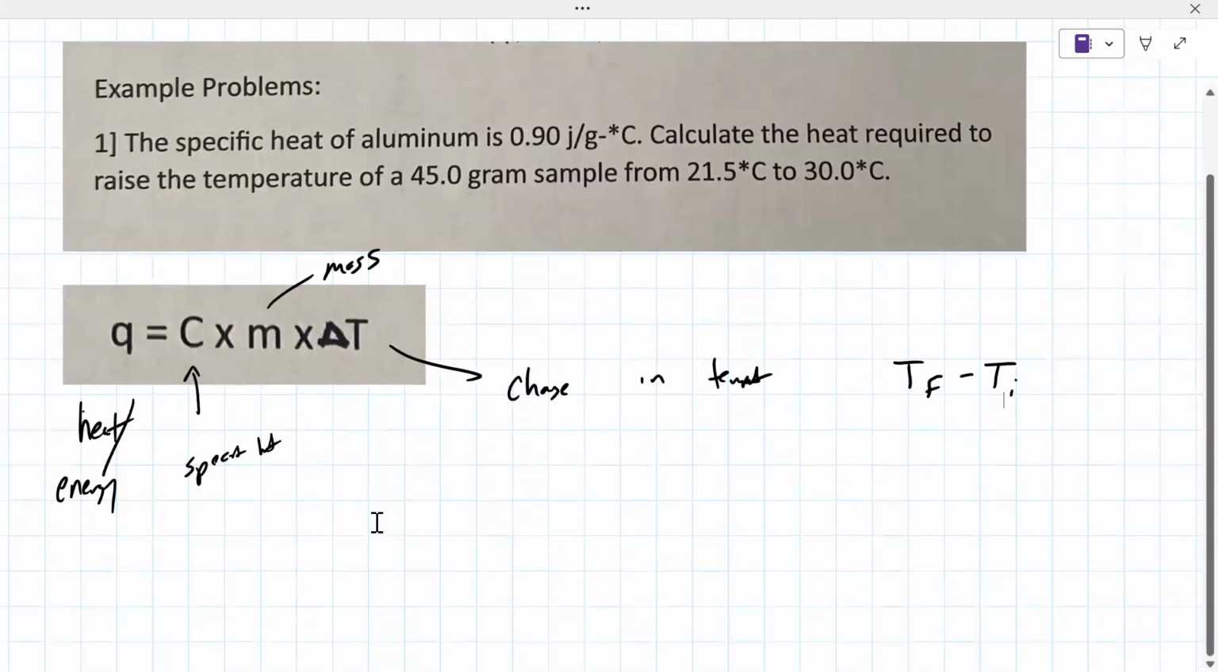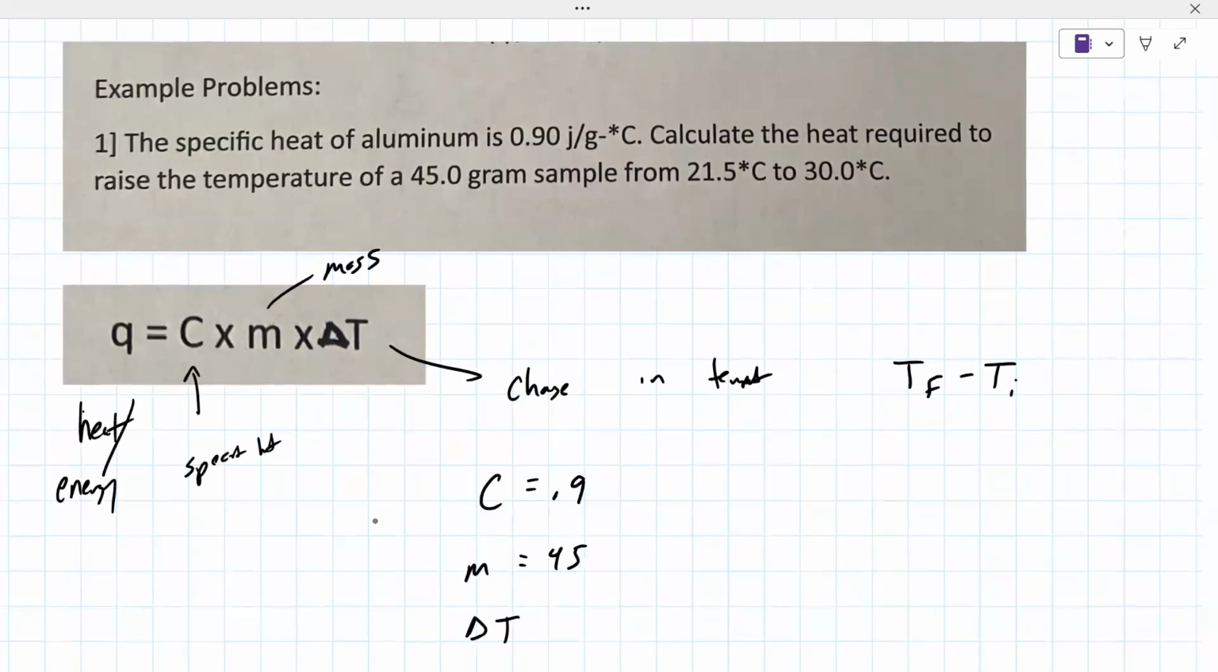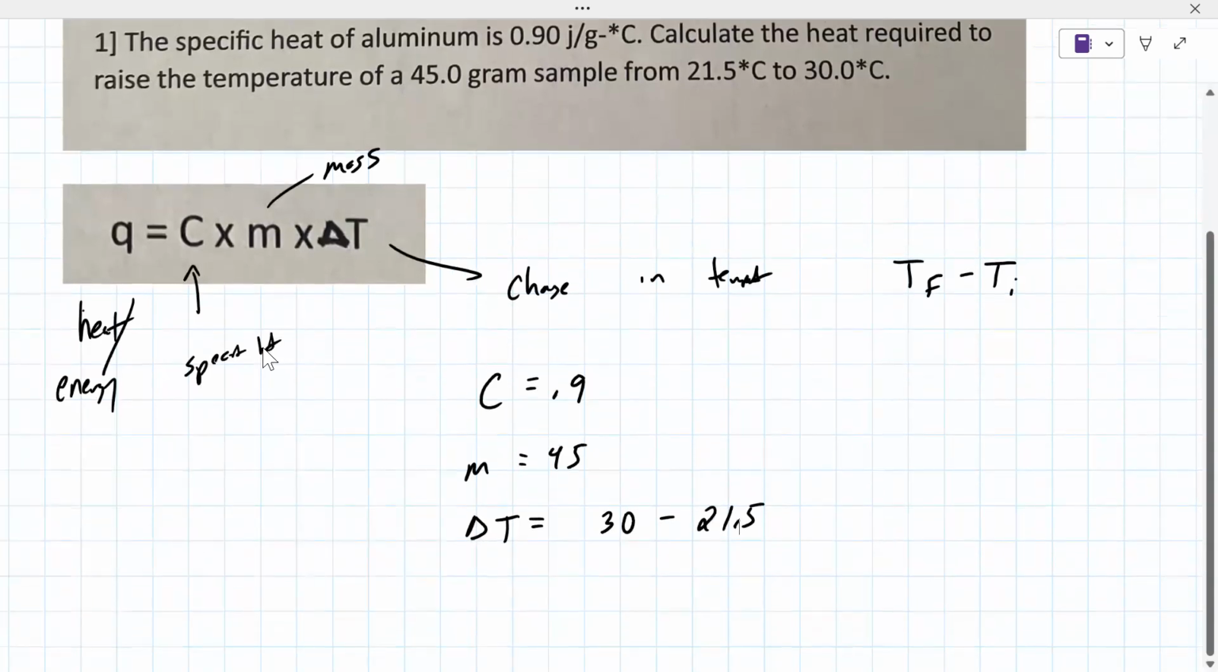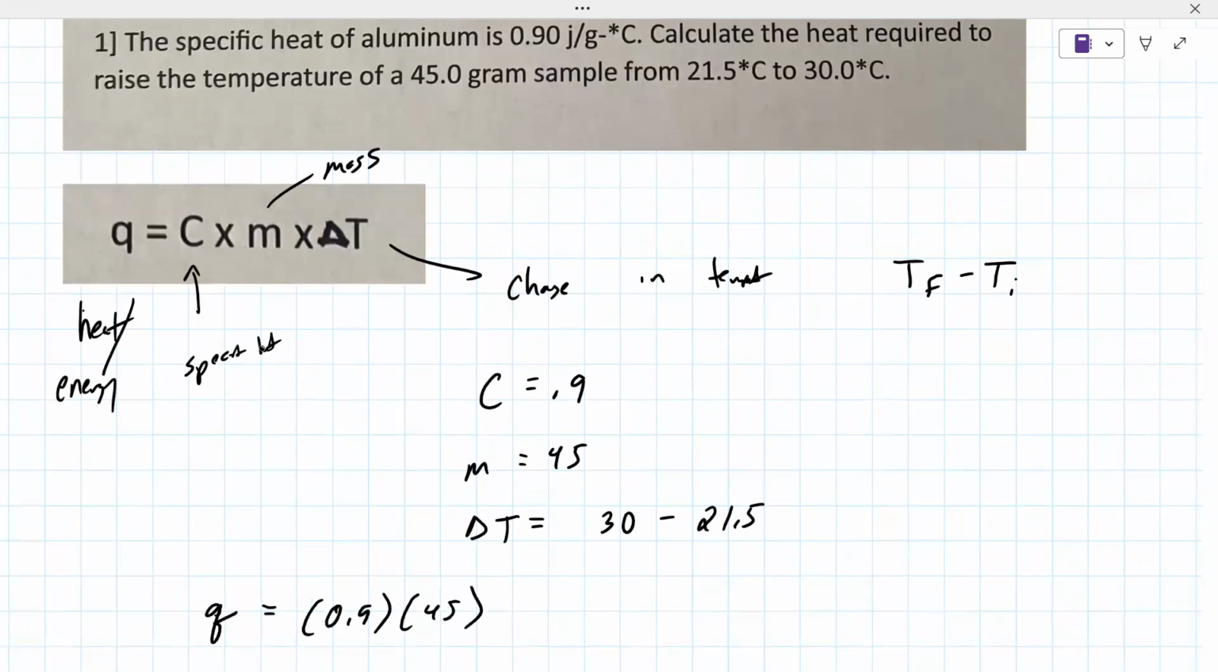They're all given. In your problem, C is 0.9, your M is 45, and your delta T, your change in temperature, is 30 minus 21.5. They're pretty straightforward. They're giving you all the quantities for this equation. Q equals 0.9 times 45 times 8.5.